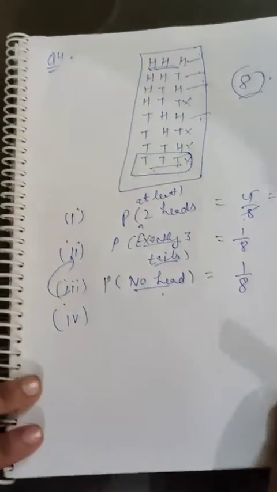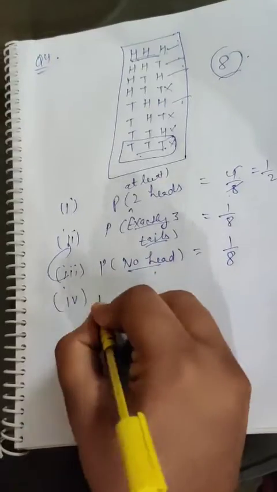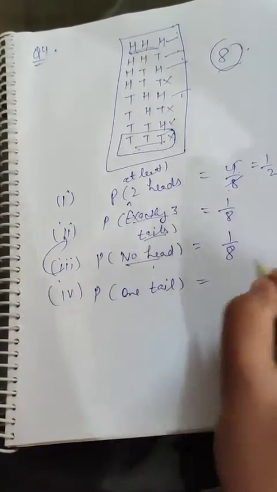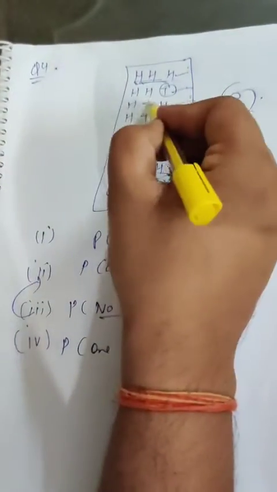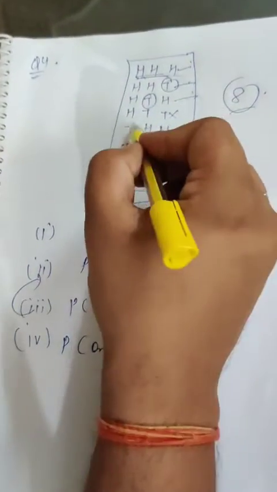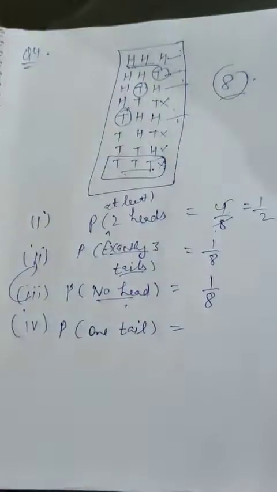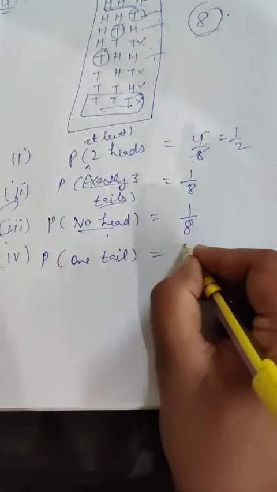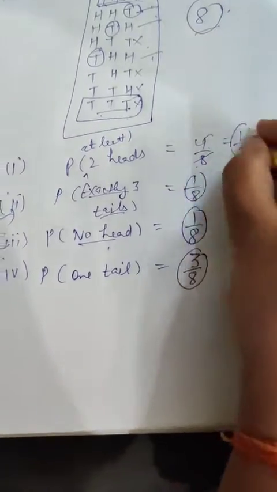Last part is only one tail. One tail should be there. Probability of 1 tail. Now how many tails are there? 0 tail. The 1 tail is there. Again 1 tail is there. 2 tails. 1 tail is there. So only 3 cases are there in which we are having one tail. So therefore 3 by 8 is the probability of the fourth part.